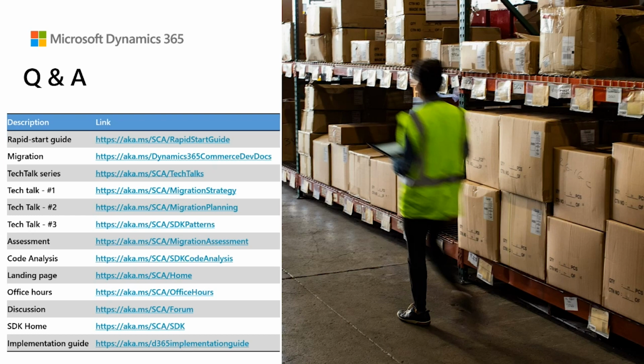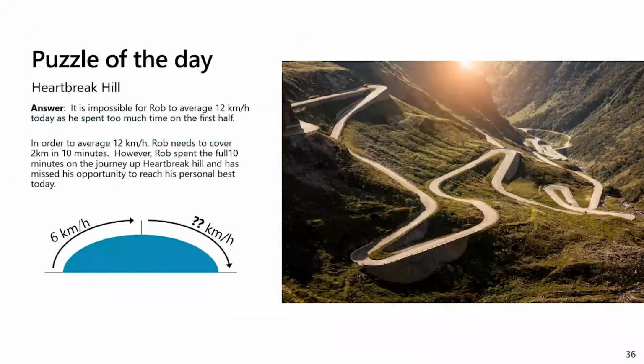We are a little over time and at the end of our questions. I did want to ask the audience, was anyone curious about the answer? So Srinath, if you could go forward one slide, we actually do have the answer to today's puzzle. And basically the answer was Rob used all of his time running up the hill, that he was not going to meet his personal best, and so he's going to have to try again tomorrow.